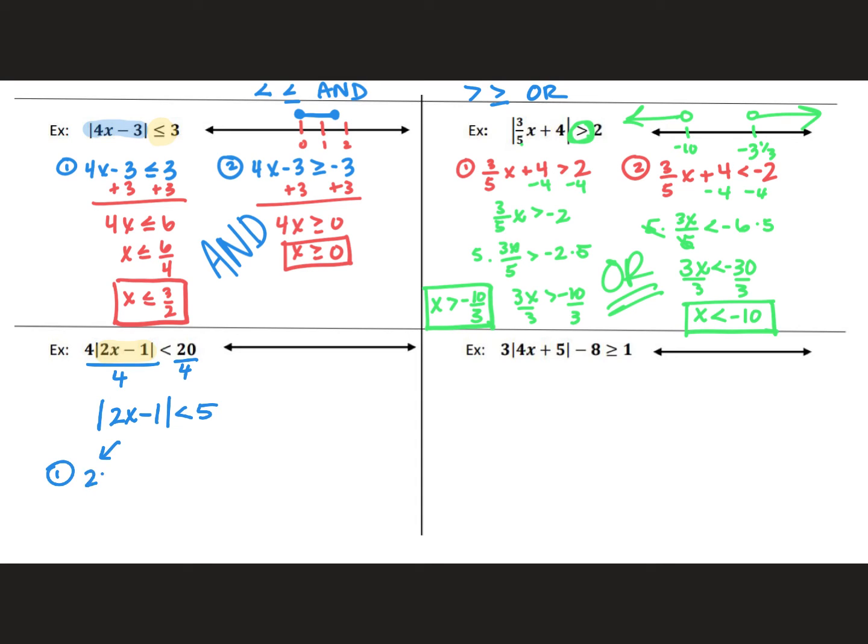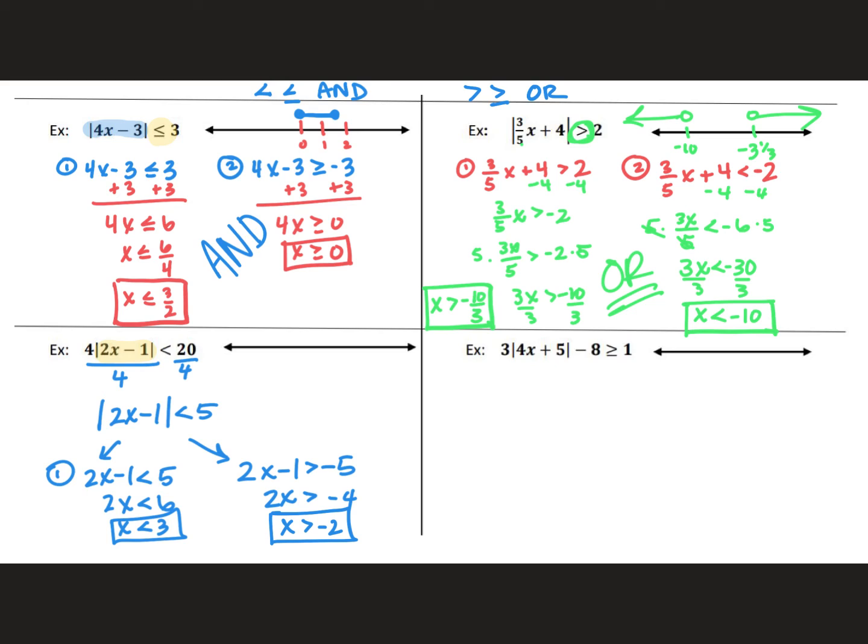So one of them is 2x minus 1 is less than 5, and then the other one is 2x minus 1 is greater than -5. So when I solve here, I'm adding 1 to both sides, and then I'm going to divide by 2. Same thing here, add 1 to both sides and divide by 2. I get x is greater than -2.